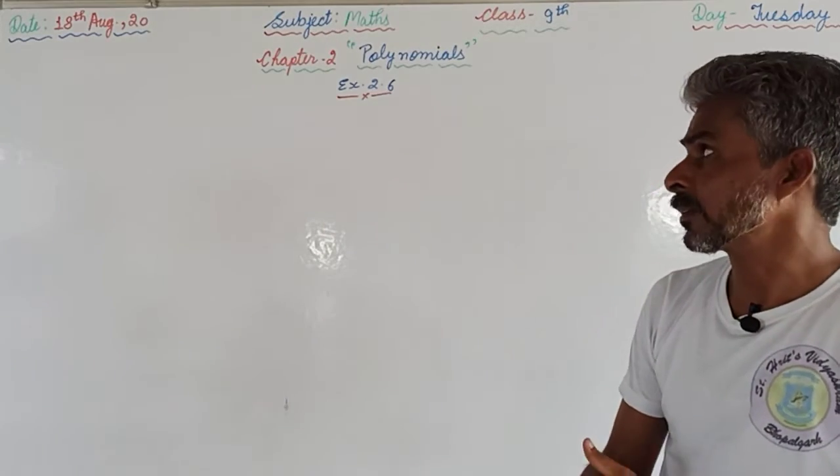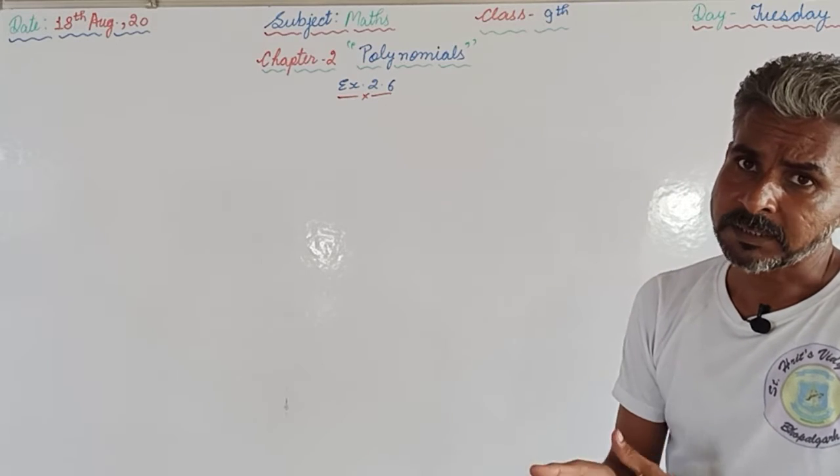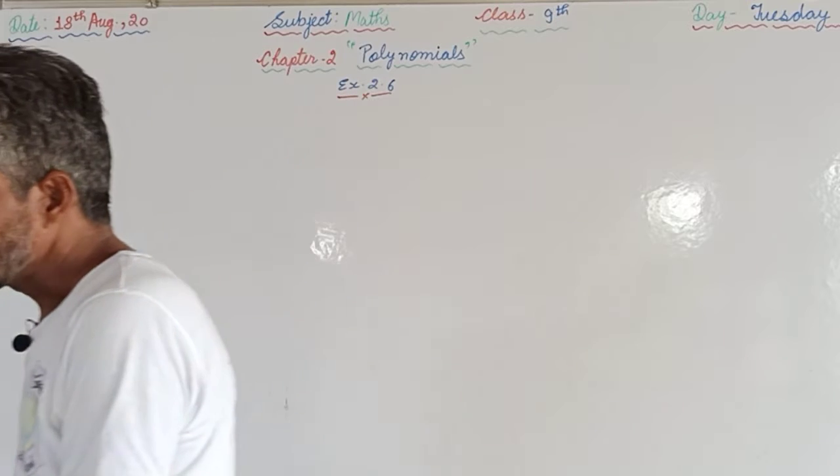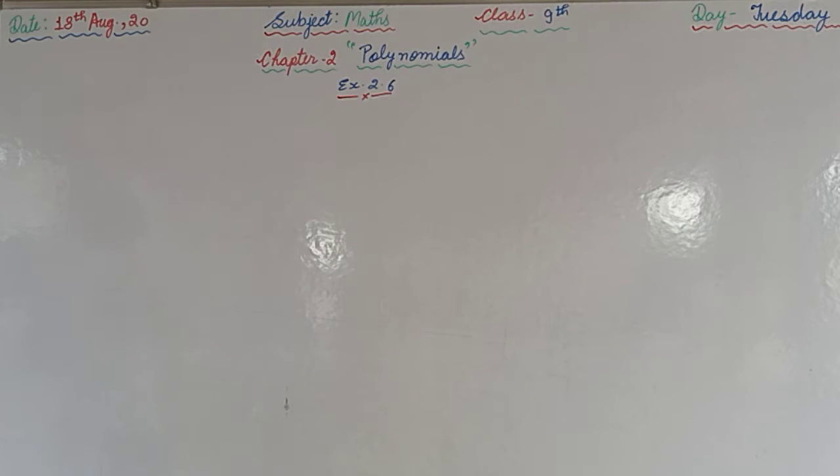This video is for class 9th and the subject is maths, and we are continuing the same chapter, chapter number 2, and the name of the chapter is polynomials. As you all know, we are continuing the same exercise, exercise 2.6, and up to question number 7 we have done. Question number 8 first part also we have done, but we will repeat that because the first two parts are the same but some minute difference is there. So we will compare these first and second parts today.